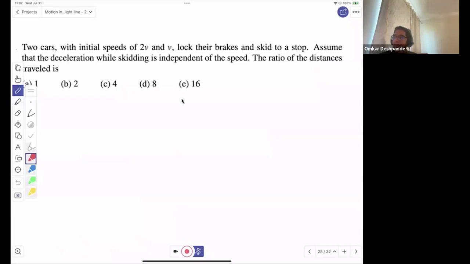Two cars with initial speeds of 2v and v, they lock their brakes and skid to a stop. Assume that the deceleration while skidding is independent of the speed. In other words, the deceleration is constant.